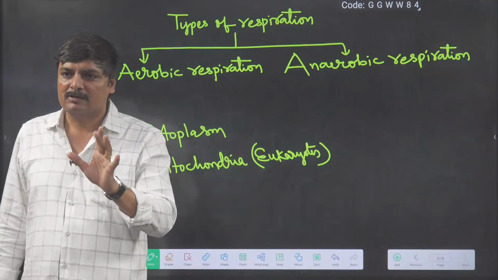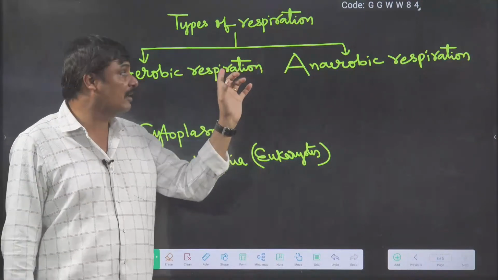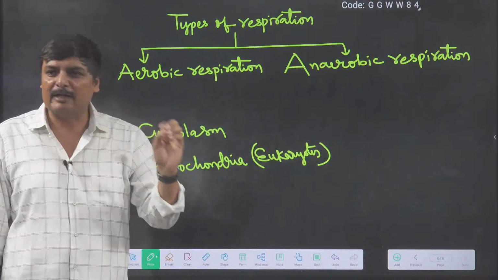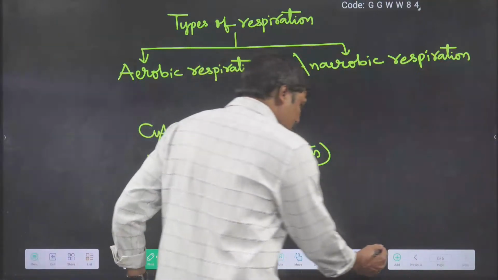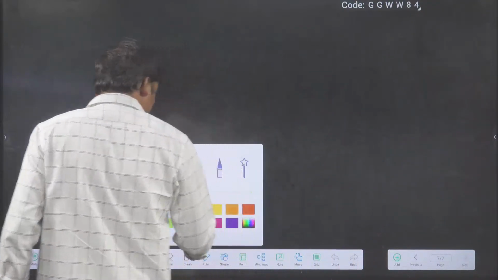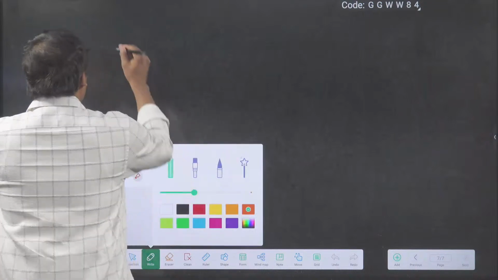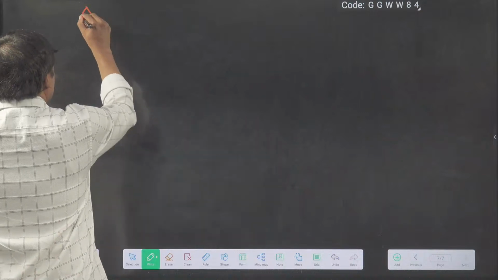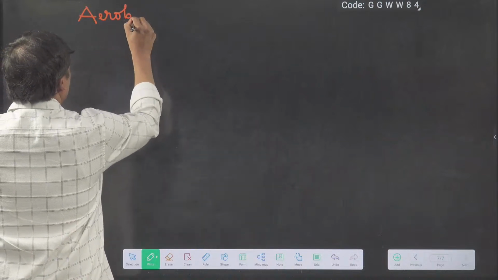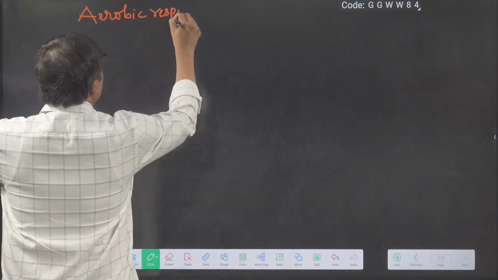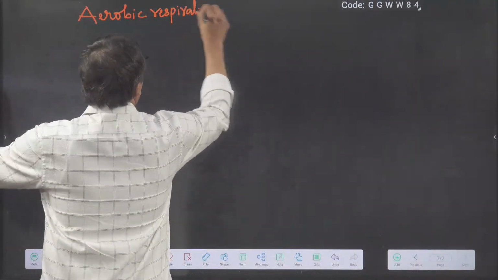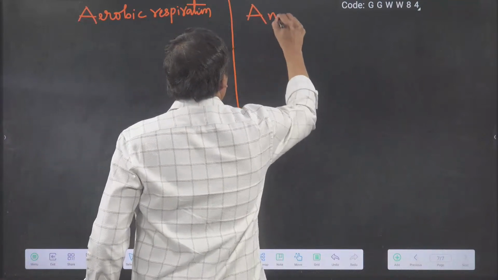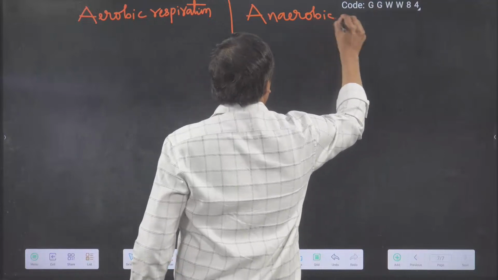Okay, clear? So now we understand what is the difference between aerobic respiration and anaerobic respiration. Now I will tell you briefly the differences between aerobic and anaerobic respiration. See carefully, and this is very important. Differences between aerobic respiration and anaerobic respiration.